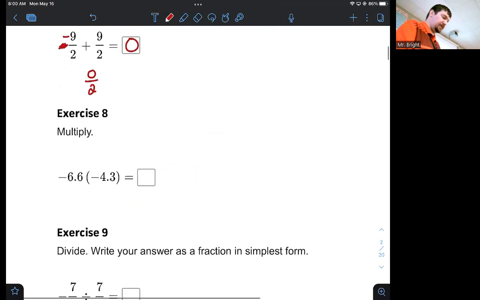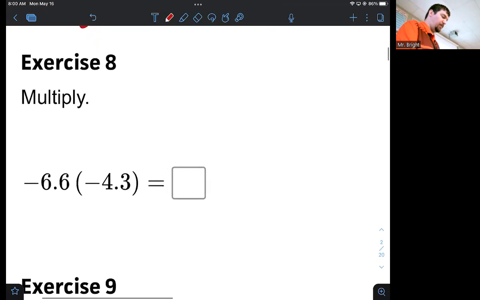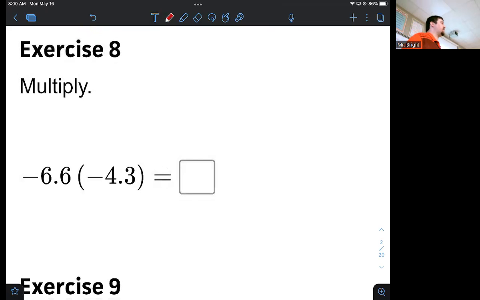All right, next up is number 8. It's a multiplying decimal problem. Let's take care of the negatives right now. If I'm multiplying two numbers and they're both negative, what's my answer going to be? Is it going to be positive or negative? It'll be positive. Exactly. Those two negatives are going to pair up.